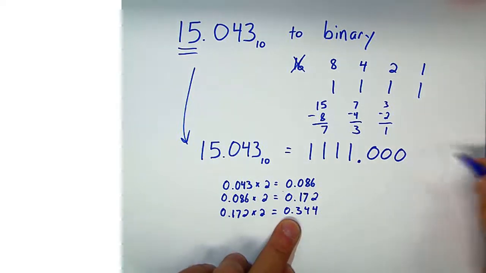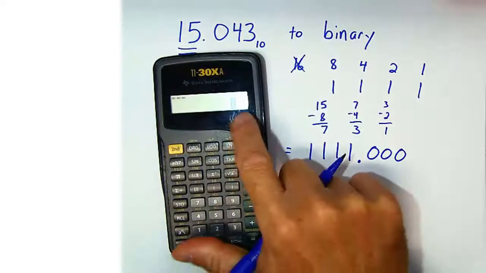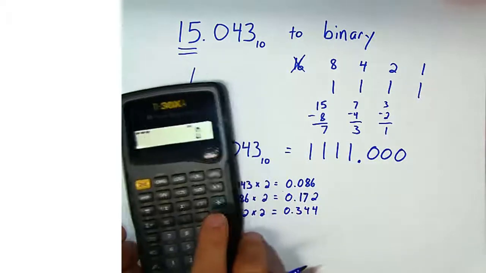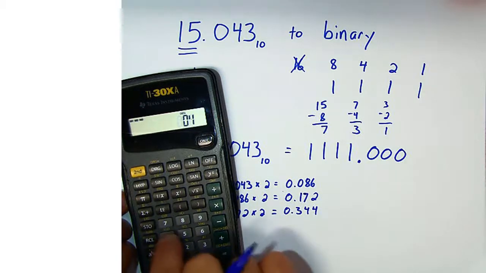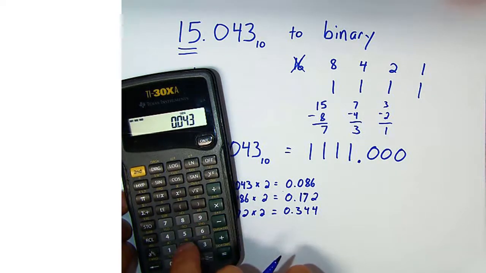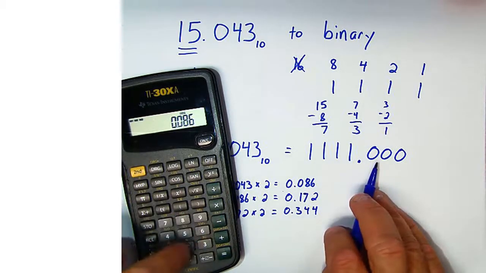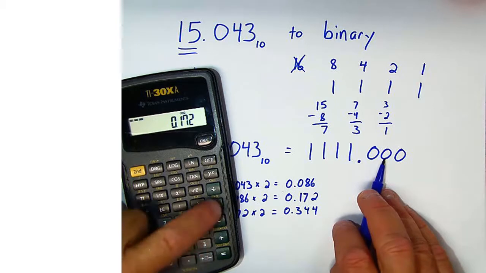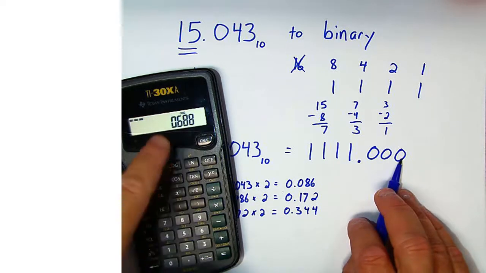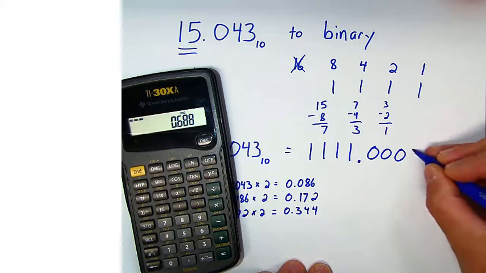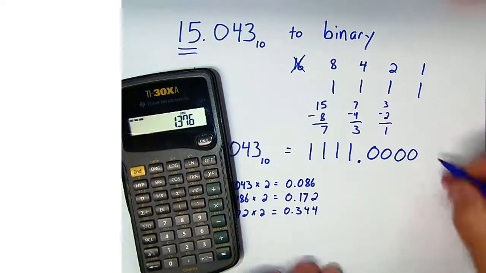Another 0. Now you could certainly do this on your calculator more quickly. I just want to make sure you understand the process. But if we take 0.043 times 2, that gave us a 0. Times 2, there's our next 0. Times 2, there's our next 0. Times 2 again, 0.688, that's another 0. Times 2, there we got a 1.